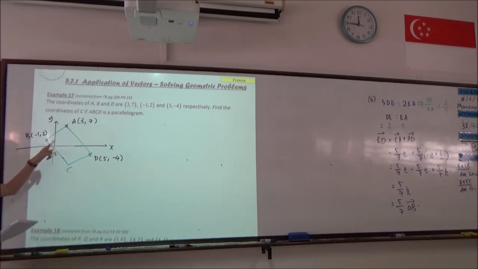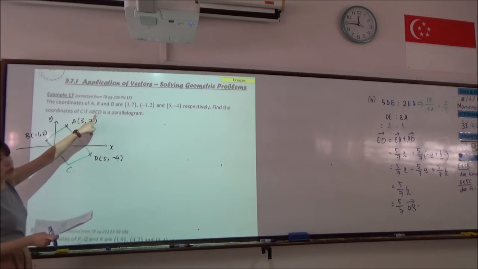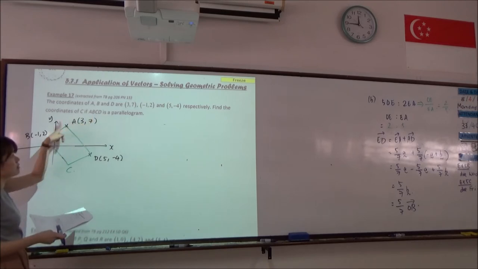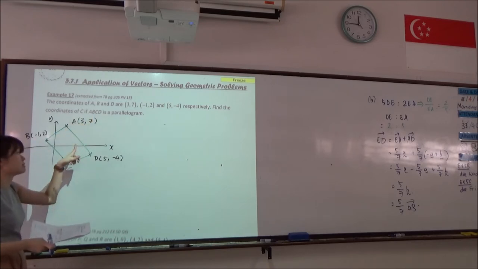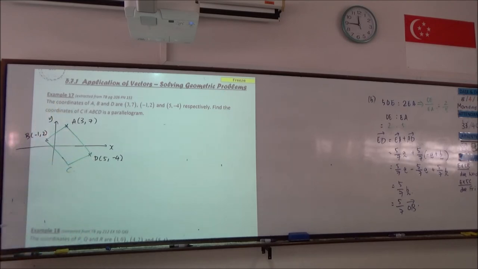It cannot be on the other side because a parallelogram is labeled in this manner, A, B, C, so it must be in a clockwise or anti-clockwise manner. Now A, B, C, then E, that's not a parallelogram anymore. Understand? It must follow the sequencing either in anti-clockwise or clockwise manner.